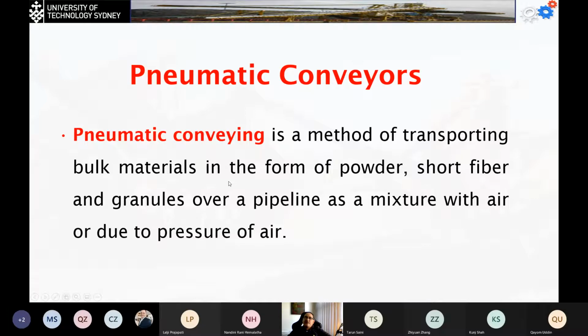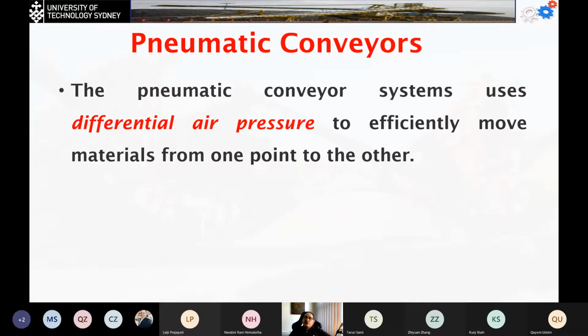Pneumatic conveying in general, as a definition, is a method of transporting bulk materials in the form of powder, short fibers, and granules over a pipeline as a mixture with the air or due to the pressure of the air. The pneumatic conveyor system uses differential air pressure. We're always going to have different pressure between the inlet and the outlet. This can be positive and it can be negative.